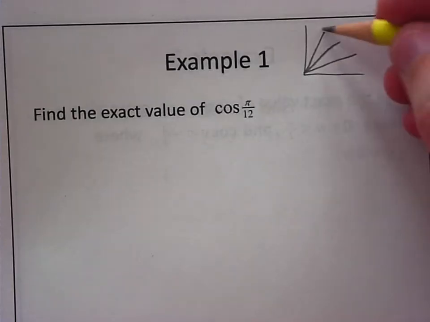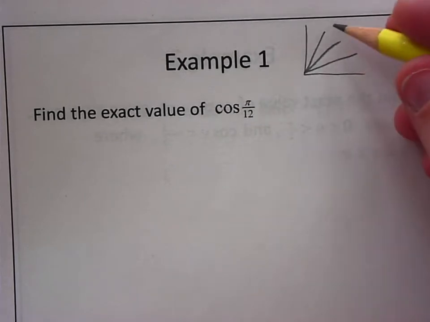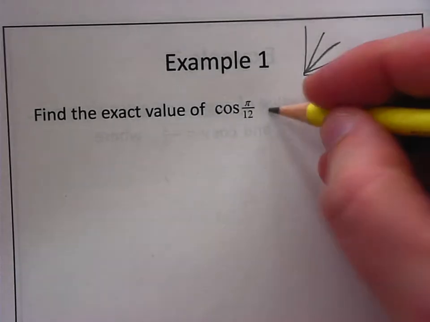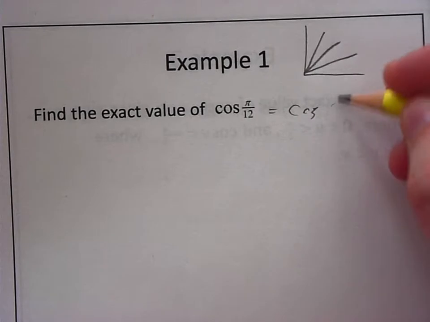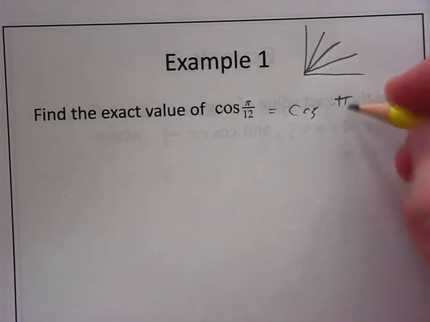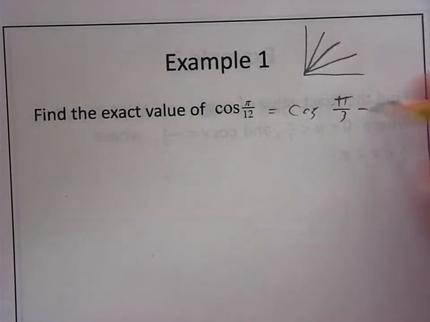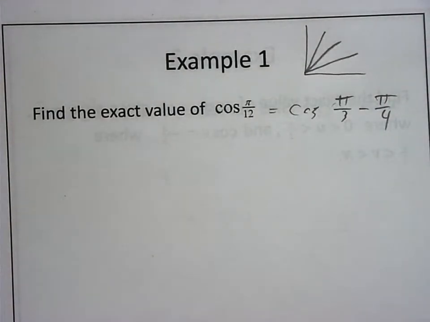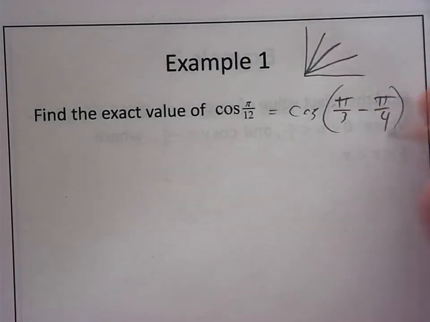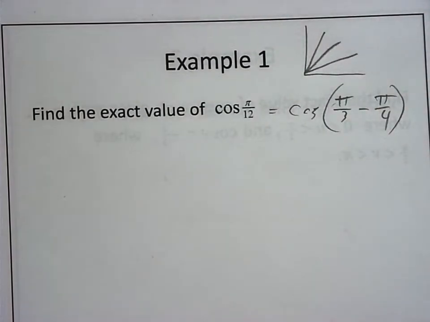I'm going to take the pi over 3, because pi over 3 is actually 4 pi over 12, and subtract from that pi over 4, because that's 3 pi over 12. 4 pi over 12 minus 3 pi over 12 gives you 1 pi over 12. So the idea is, even though I don't know pi over 12, I can separate it out into two that I do know.